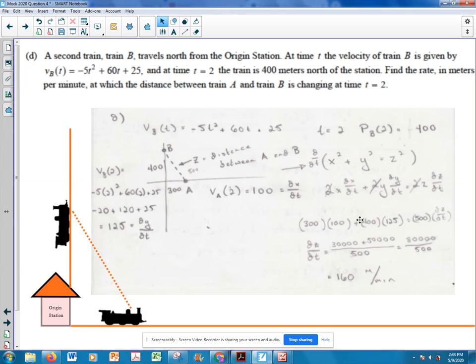All right, now we got 500 dz/dt. dz/dt is the thing we're trying to find out. How fast are they moving apart? We got 300 times 100, that's 30,000. And then we got 400 times 125, that's going to give me 50,000. You guys are going to have calculators, so this shouldn't be an issue. 30,000 plus 50,000, and then we got to divide by 500 over here to get dz/dt by itself. That's 80,000 divided by 500. Cancel a couple of zeros, and you get 160 meters per minute.